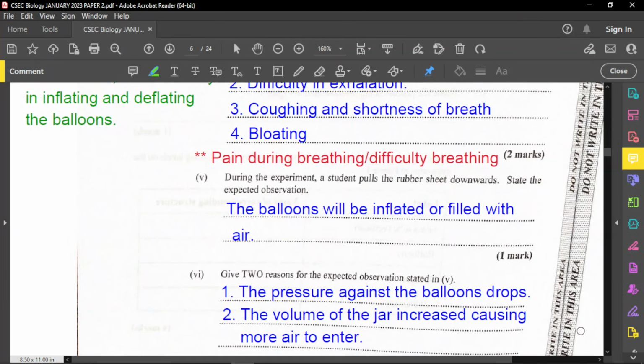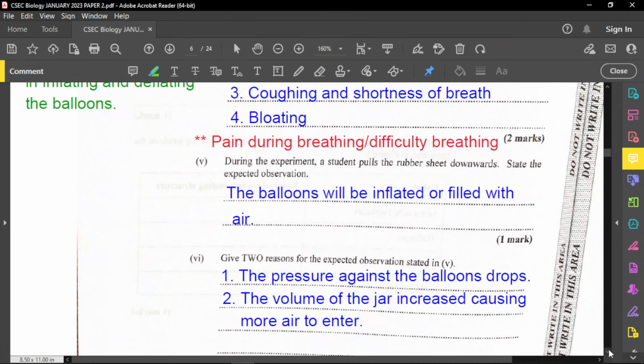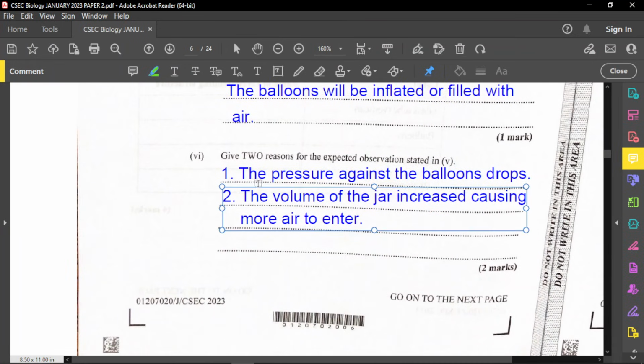All right, and part 6 actually is to give 2 reasons for the expected observation stated in 5. And so one is that the pressure against the balloons drops, and because of that the volume in the bell jar also increased, causing more air to enter the balloons.